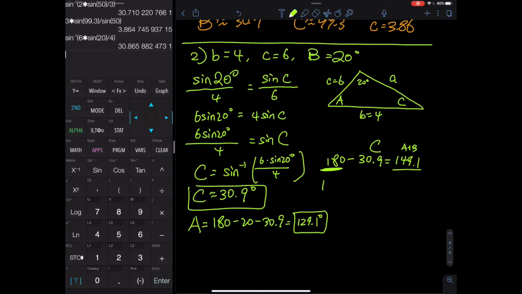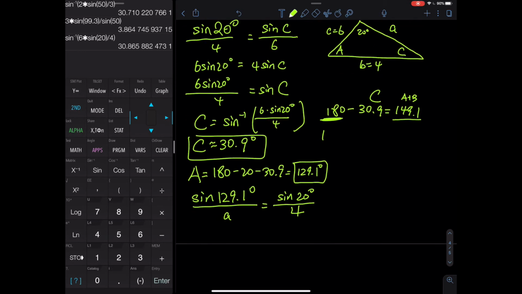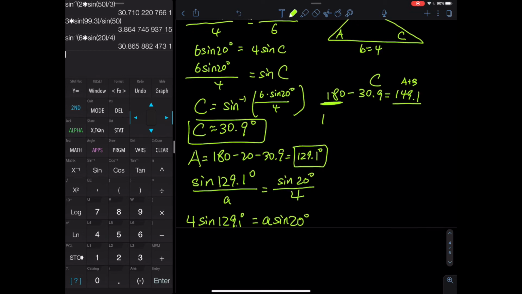So now I'm going to use the big A to find the small a. So we have sine of 129.1 degrees divided by a. That is equal to sine of B divided by b. And then we cross multiply. So 4 times sine of 129.1 degrees equals a times sine of 20 degrees. And then we solve for a. So a is equal to 4 times sine of 129.1 degrees divided by sine of 20 degrees.